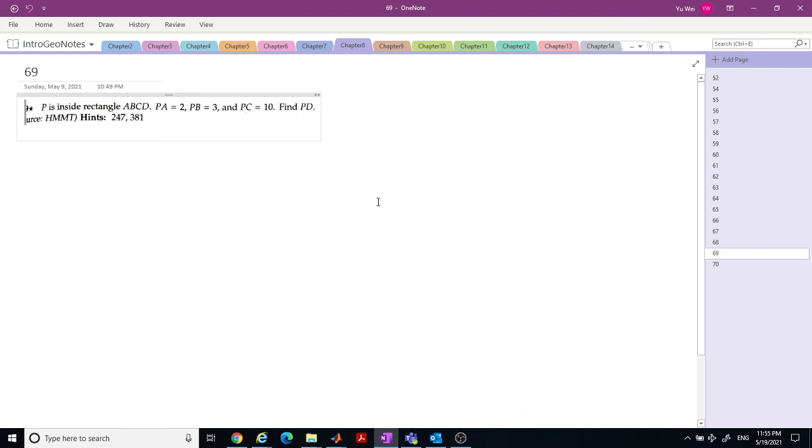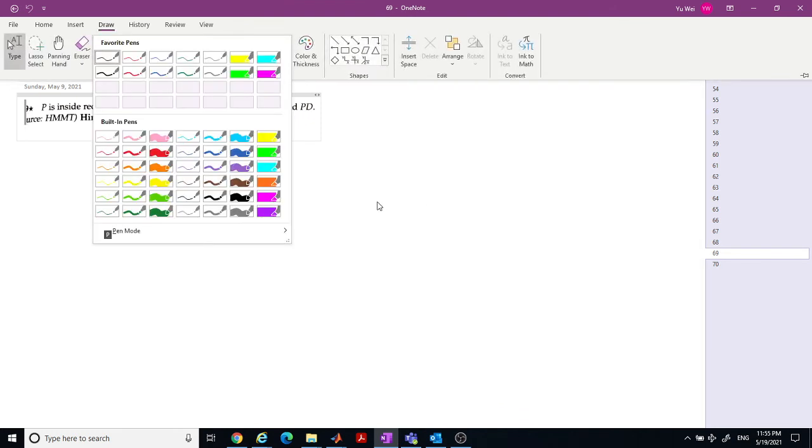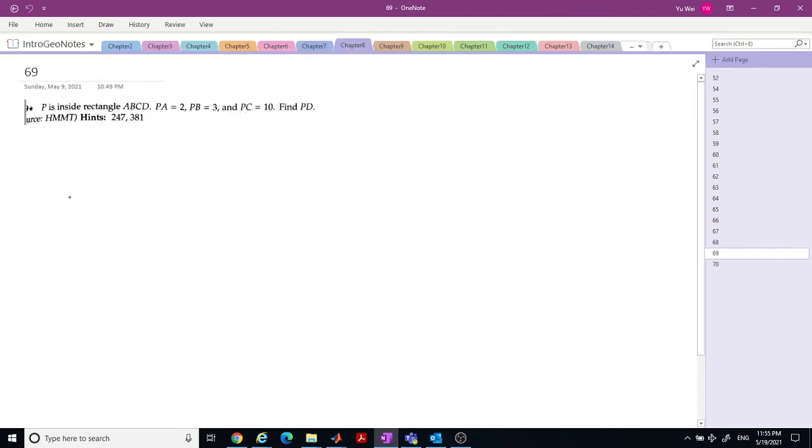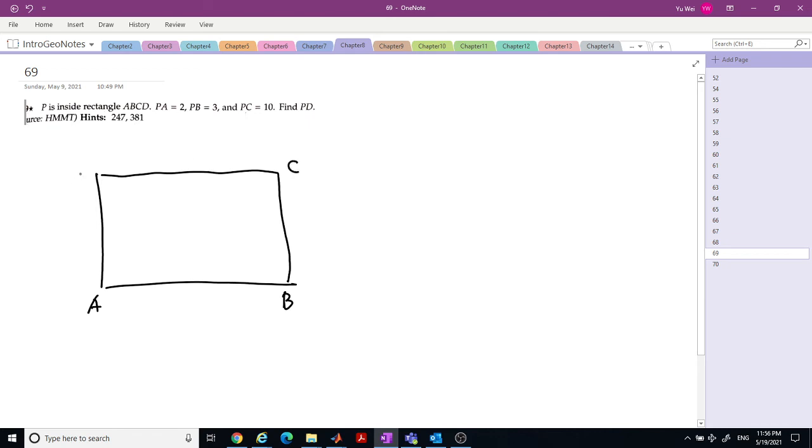Next. So we have a rectangle ABCD. We have PA and PB equal to 2 and 3, and PC is equal to 10. We want to find PD, right?